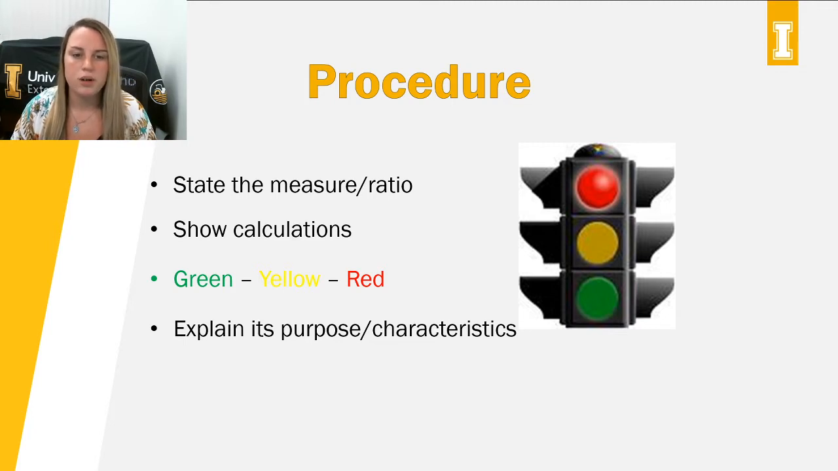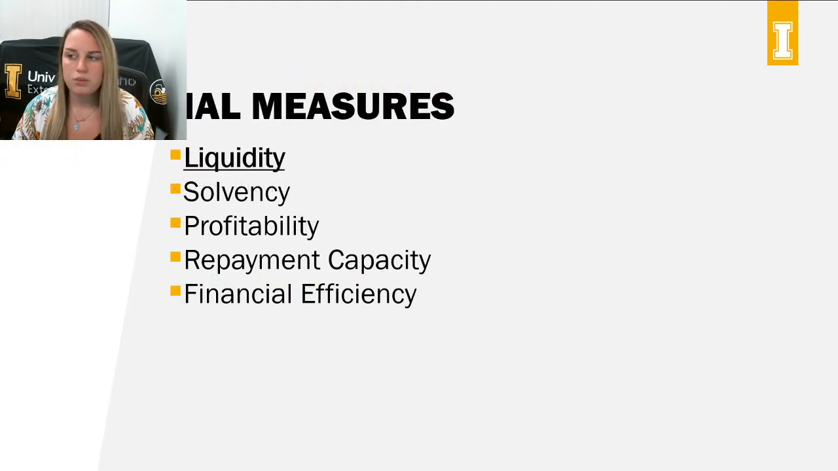So we're going to go through a couple of ratios in ratio analysis. I just wanted to state the measure in the ratio, and show you how to calculate it at home. Then we have assigned green, yellow, and red, just like the stoplight that you see in the picture. That's just to signal: are you in the caution area? Are you okay? Or are you in the go? You're doing very well with the green. It also explains its purpose and characteristics. So we will be looking at different financial measures.